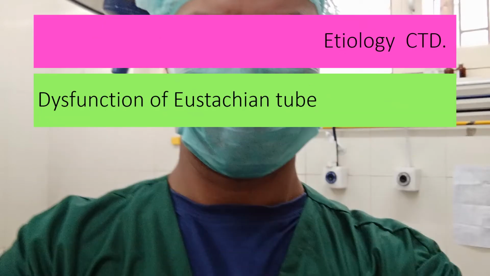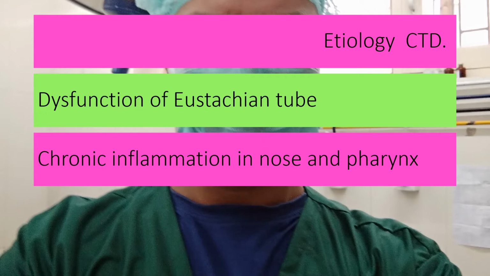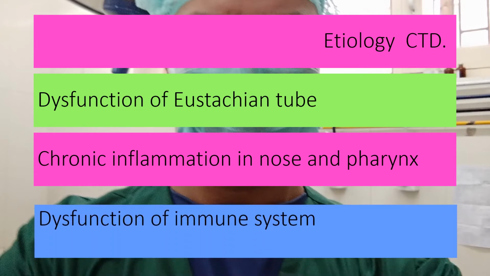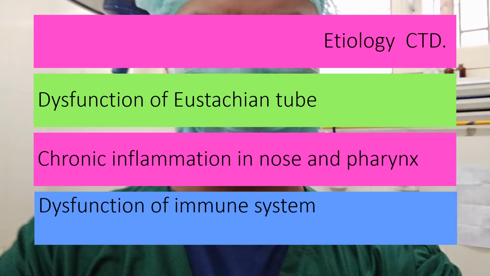Etiology continued. We have dysfunction of eustachian tube, which may result in chronic suppurative otitis media, and chronic inflammation in nose or pharynx. Remember, nose and pharynx are closely associated with middle layer through eustachian tube, and so if there is chronic inflammation in nose and pharynx, it may spread to eustachian tube, and it may spread to the middle layer, and it may lead to CSOM. Dysfunction of immune system: if a person is immunocompromised, it is very much possible that he may get small infections from friendly bacteria. He may get infections in the middle layer, and then it may be difficult for the body to remove that infection from middle layer.